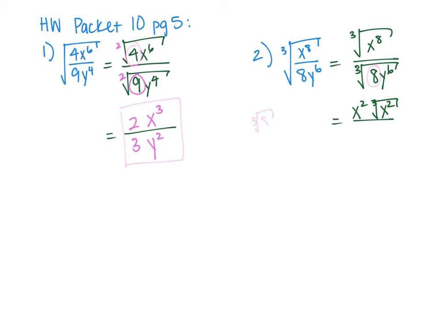Cube root of 8, if you guys didn't know, 8 can be broken down as 2 times 2 times 2, three 2's. So the cube root of 8, since that is a triple, is actually 2. So the cube root of 8 is 2. It's a perfect cube root, meaning there's no leftovers.